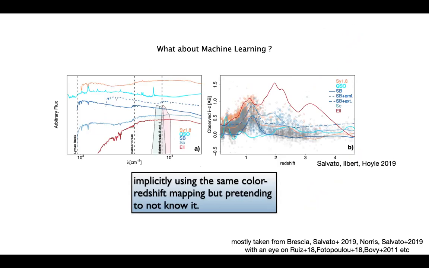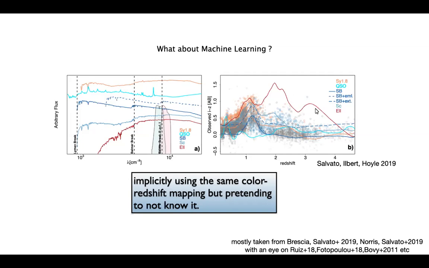The machine learning people say the people working on SED fitting are limited because they are relying on a physical relation, while we prefer to ignore that. And I think this is a wrong attitude because implicitly they are using the same color redshift mapping and they're just simply pretending to not know it. So this is the plot that we use for explaining the concept. You have the templates, you have the two filters, you have a feature, and then you look at how the feature is behaving along the redshift depending on the templates that you are using.